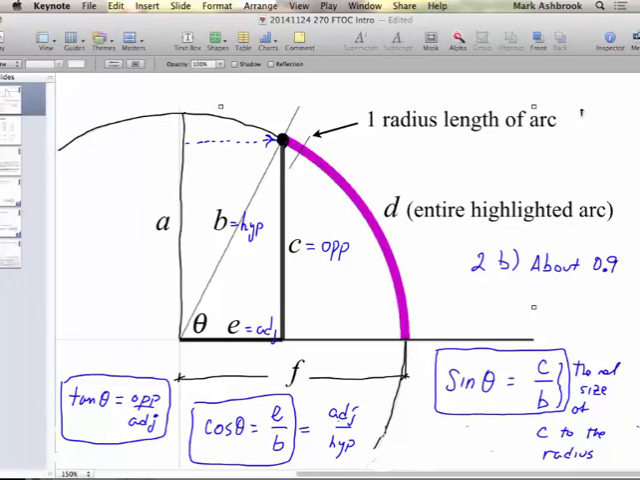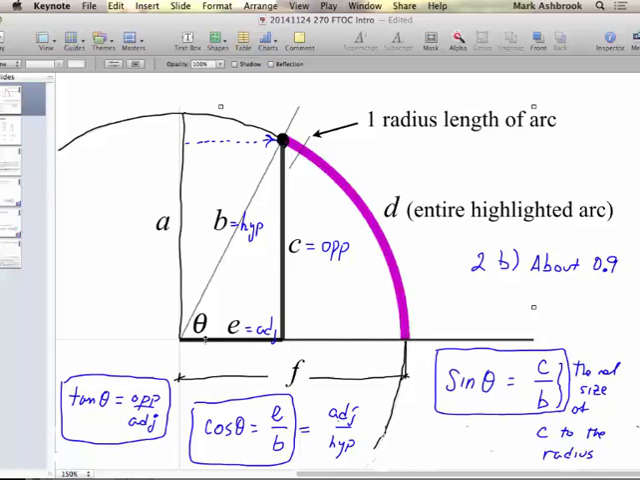Okay, so this is our trig review. Remember, measuring this height from the horizontal diameter in the units of the radius, or with respect to the radius, gives the sine of theta. So that'd be c over b, the relative size of c to b, or that height to the radius, which is where we get opposite over hypotenuse.